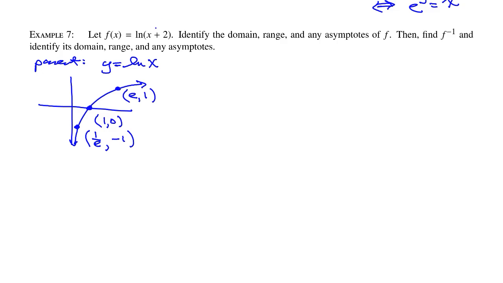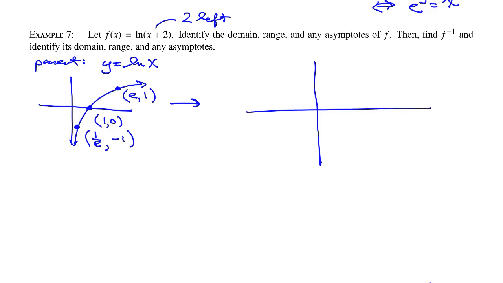We have a transformation. This transformation is 2 to the left. All right, let's go ahead and graph it with the transformation, 2 to the left. So let's have the vertical asymptote here at negative 2. And so then we have this point, which is negative 1, comma 0. And we're going to have another point right about here.